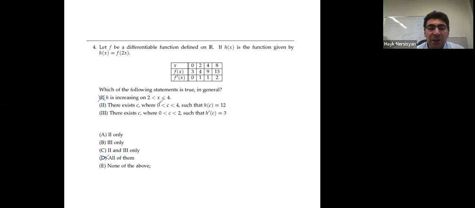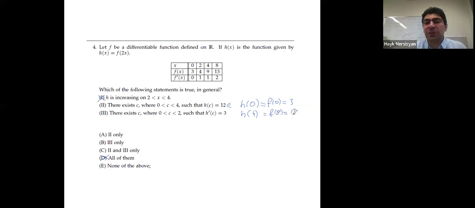Second statement says there exists C from 0 to 4 such that h(C) equals 12. To justify this, maybe the intermediate value theorem was implied. So let's check whether we can apply the intermediate value theorem here. To do it, we need to understand what h(0) is, and what the value of h at 4 is. h(0) is f(0), so just 3. h(4) is f(8), and f(8) is 13.